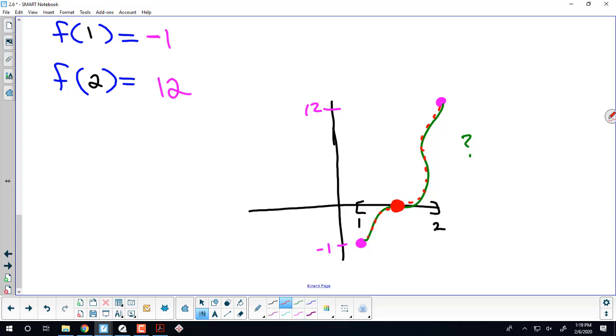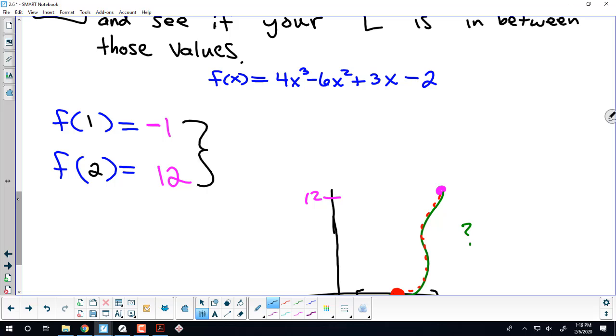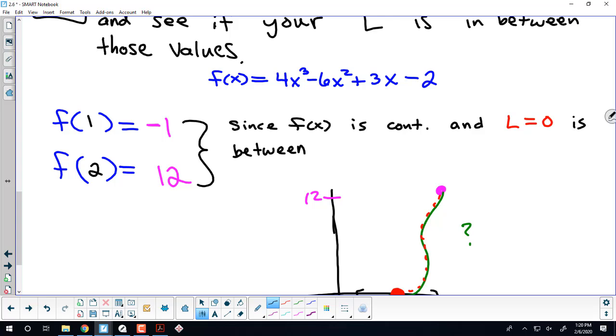We would say something to the effect of: this tells us, since f of x is continuous, and our L, which was 0, is between -1 and 12.